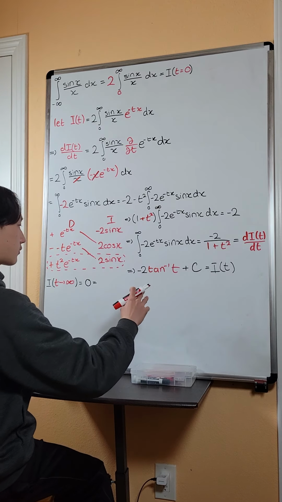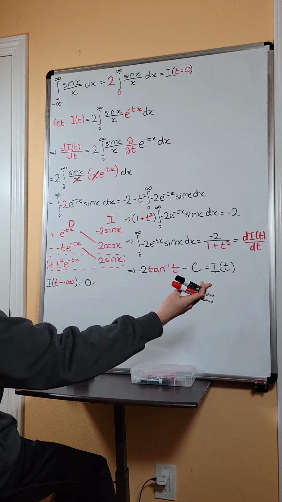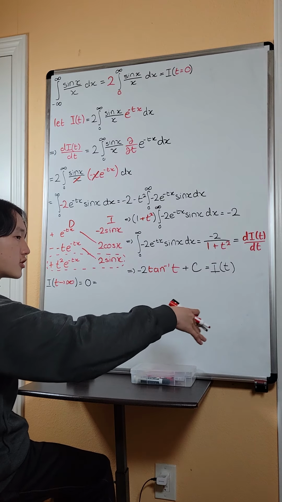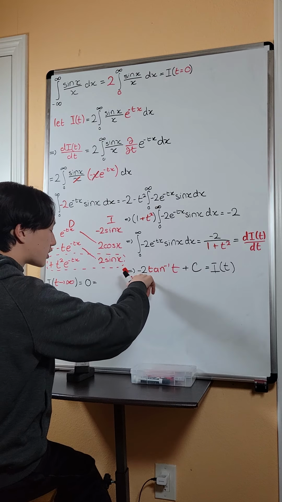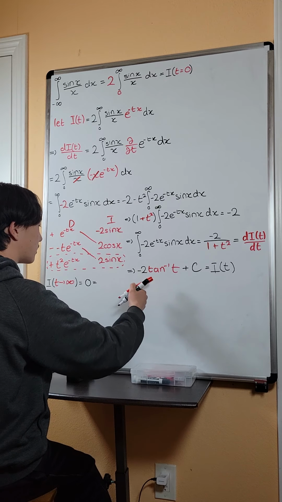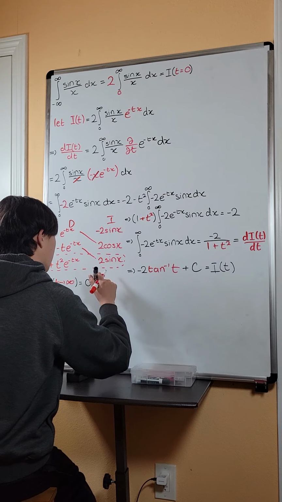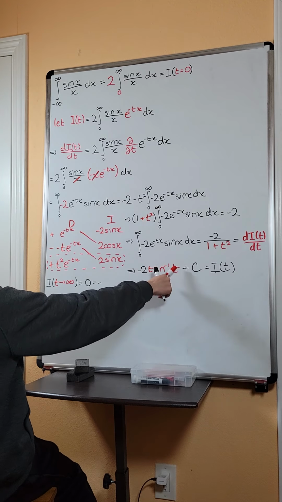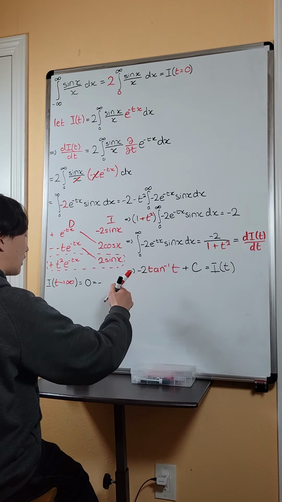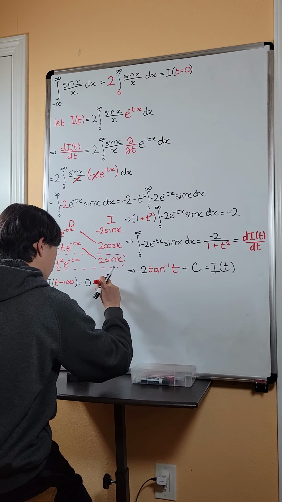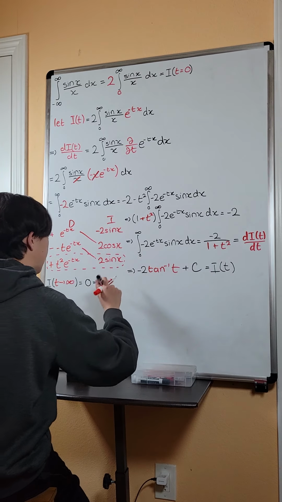So what's inverse tangent of infinity? Inverse tangent approaches pi over 2 as t gets bigger and bigger. And then 2 times pi over 2 just gives you pi. And then you still have the negative. So all in all, if you plugged in t approaches infinity into here, this right here evaluates to negative pi. But don't forget you still have the plus c.